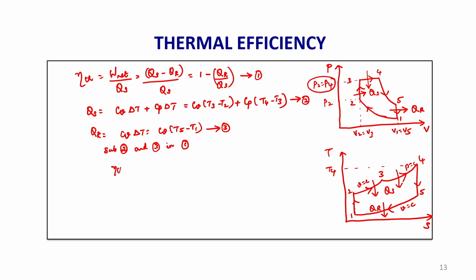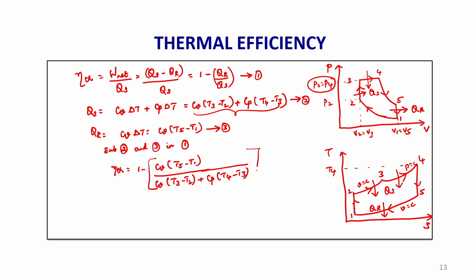So, therefore, thermal efficiency is equal to 1 minus, instead of QR substitute equation 3, Cv into T5 minus T1, divided by, instead of QS, two terms are there, these two terms have to be substituted, Cv into T3 minus T2 plus Cp into T4 minus T3. You can put a square bracket also.